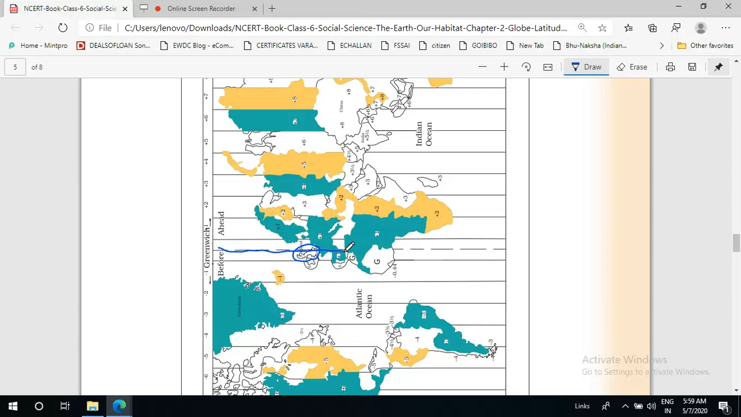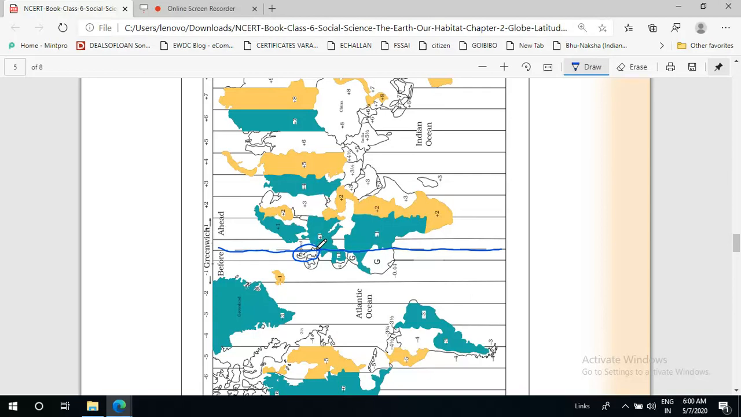In this way it is passing. This is the prime meridian. And at this place is situated the British Royal Observatory. This 0 degree meridian is passing through the British Royal Observatory, which is situated in the southeast direction of Britain. Now one more thing.